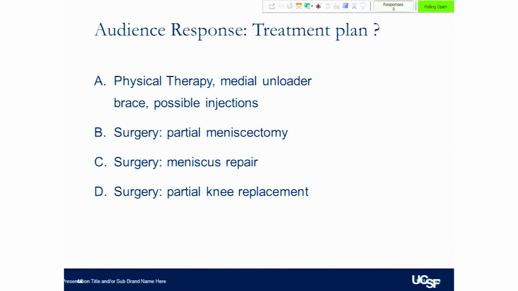So knowing that this is a root tear, what would you recommend here? Are we going to continue with physical therapy? We could put this patient in an unloaded brace, or are we going to go straight to surgery? And then what do we do with surgery? Is this a lost case and we're going to go straight to a knee replacement, or is there something else that we can do?